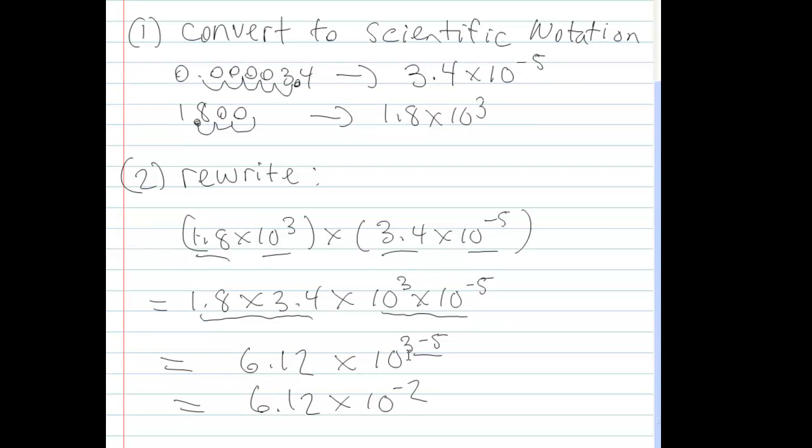But I am not done yet, because I still need to think about significant figures here. If you notice that my original numbers up here, the 3.4 here only has 2 significant figures. Thus, my final answer should only have 2 significant figures. So I'm going to round to the nearest tenth in this number here. So what I'm going to be left with is 6.1 times 10 to the negative 2. And that is the final answer.